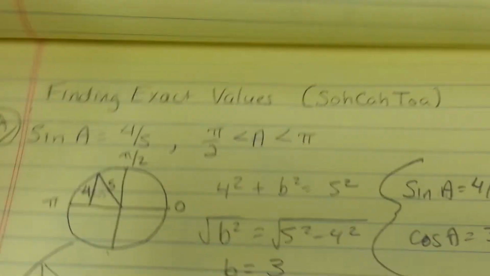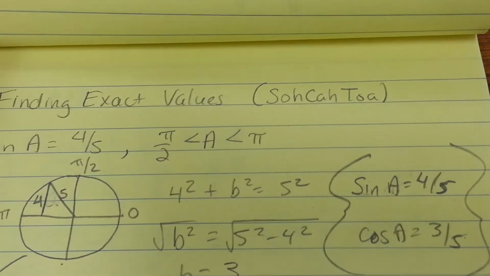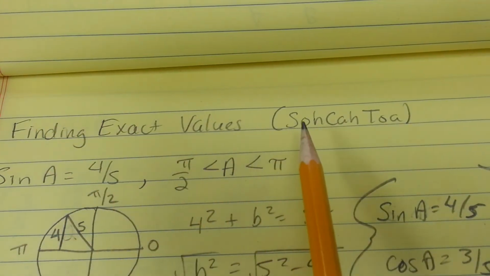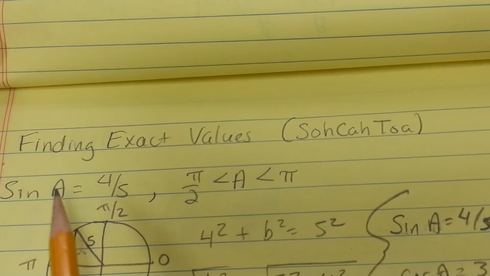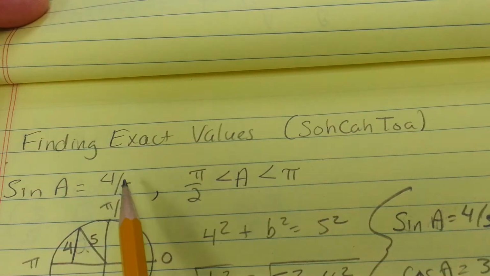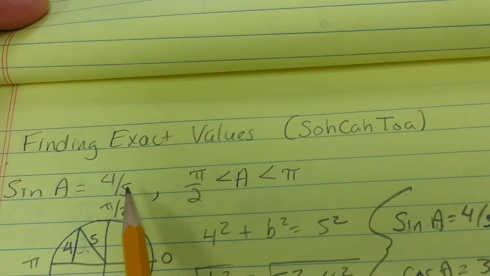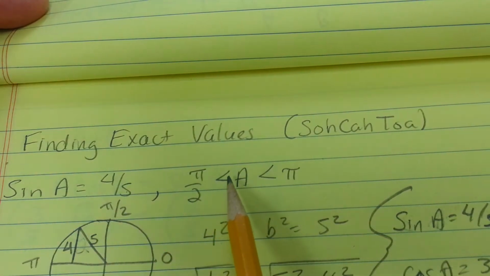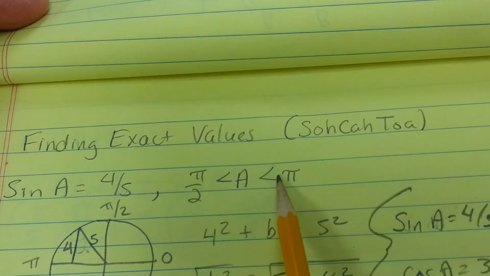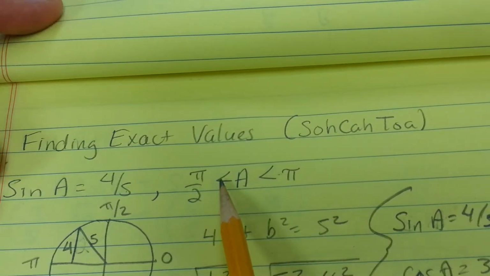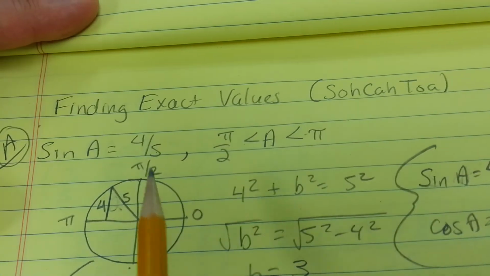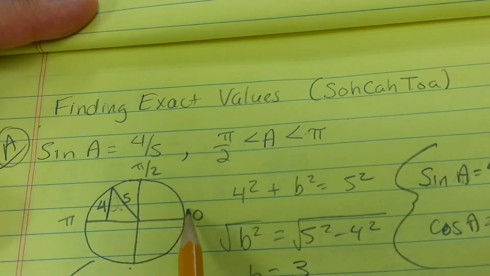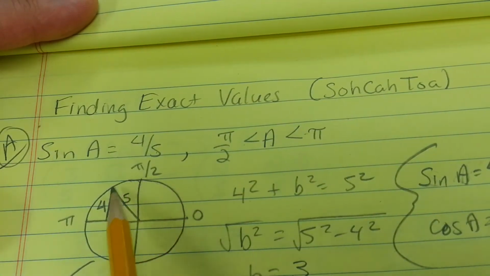Okay, try to be quick. We're going to look at finding exact values, kind of using SOHCAHTOA. Here I'm given sine of A is 4 over 5, and A is less than pi and greater than pi halves. So that means what? Starting here, we're greater than pi halves but less than pi, so quadrant 2.